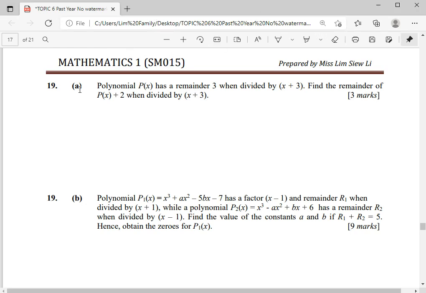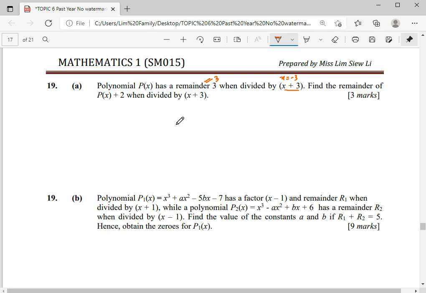So you see question 19 here. They said polynomial P(x), so now they denoted our polynomial as P(x) with remainder 3. From here we can read, when it said remainder, this is the remainder theorem, meaning it equals 3. When it is divided by x plus 3, our x value to substitute is x equals negative 3. Remainder theorem. And then find the remainder when P(x) plus 2 is divided by x plus 3.